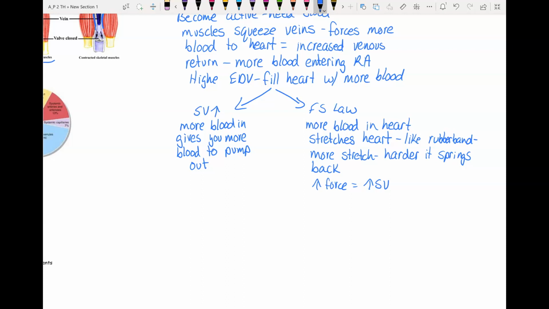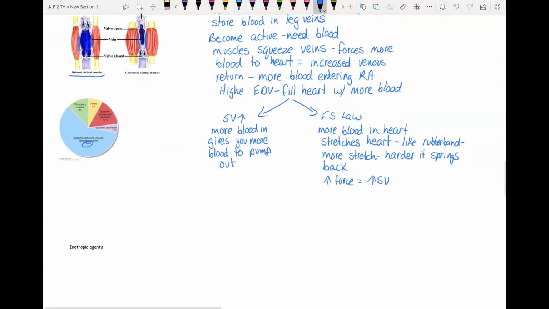So increased venous return increases cardiac output by increasing stroke volume. So the increased stroke volume leads to increased cardiac output. And you have two different ways you're increasing the stroke volume: simply by having more blood in there, and by getting the Frank-Starling law, where you increase the force of contraction.